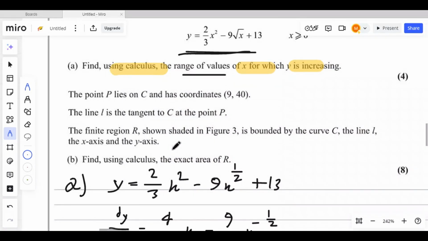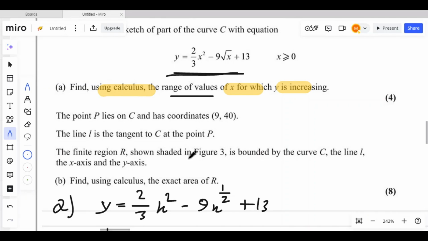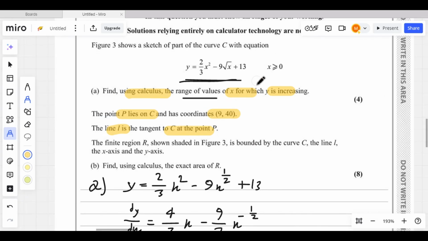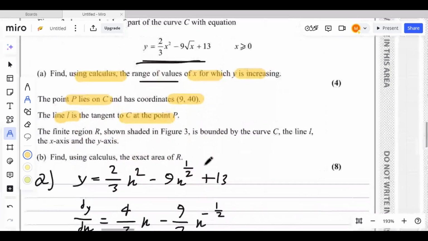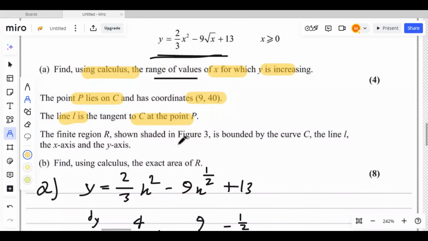Okay, next. For part B, the point P lies on C. Its coordinates are given. The line L is the tangent to C at the point P. The finite region R, shown shaded in figure 3, is bounded by the curve C, the line L, the x-axis, and the y-axis.